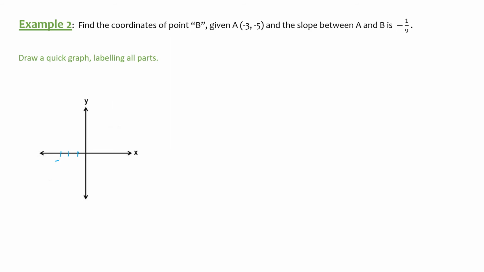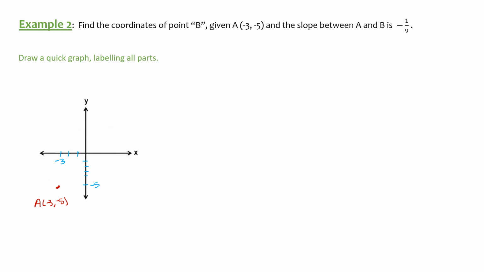So I'm not even going to put a lot of effort into getting all this right here. That would be a negative 3 and negative 5. 1, 2, 3, 4, 5. These may not even be evenly spaced out, but that's okay. So I'm going to put a dot here at negative 3, negative 5. This is just so that I can get a handle on this question. That's why I'm putting this here. And this is point A. A is negative 3, negative 5.